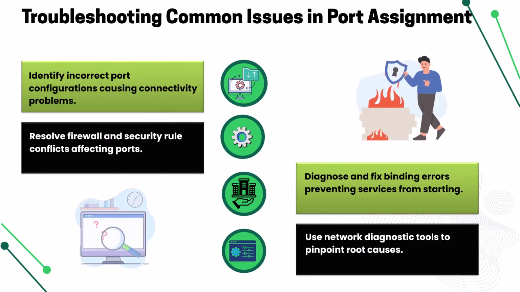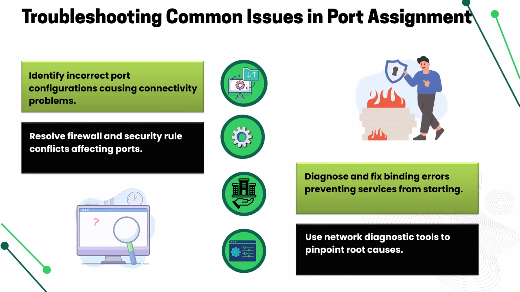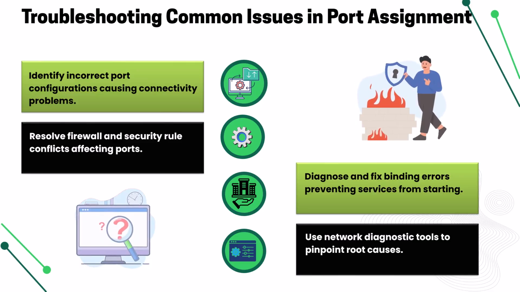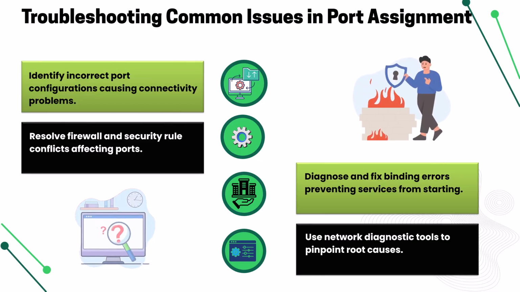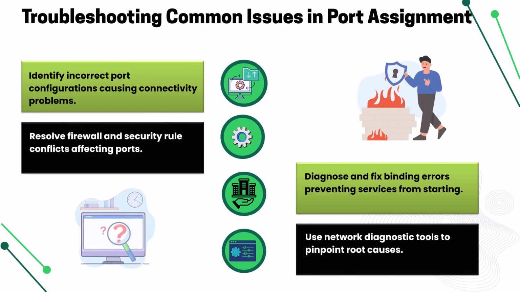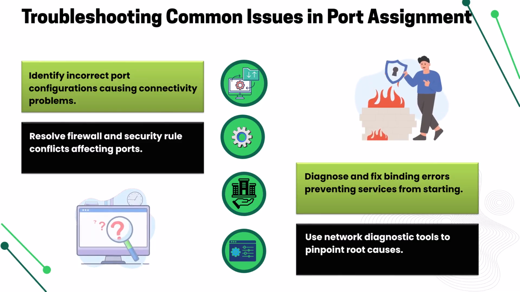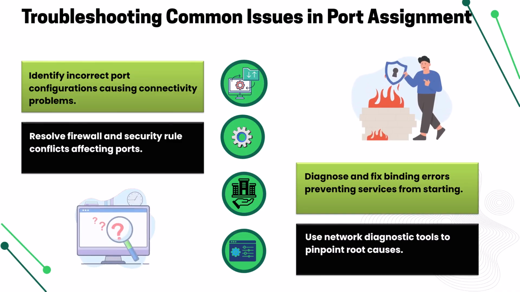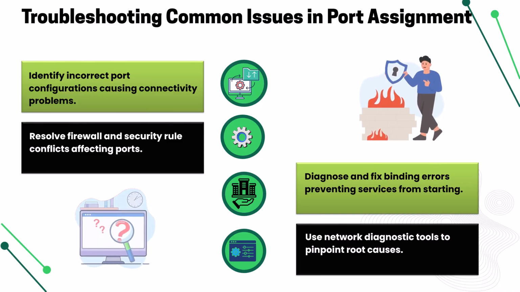Stay vigilant. Troubleshooting port issues is like solving a mystery, except the culprit is a stubborn firewall or an elusive binding error. First, incorrect configurations can block connectivity, so double-check those settings. Firewalls sometimes think they're protecting us, but they might be blocking the very ports we need. Binding errors. They happen when services refuse to claim their assigned port divas. Lastly, diagnostic tools help uncover the root cause so we can restore order.